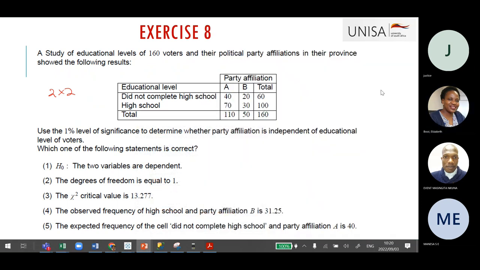Okay. So the first thing you need to always know is how to state your null hypothesis and alternative hypothesis. And then Justice, I want you to do the following on your side. Calculate for me the expected value for 40. So for 40 it is the same as 60 multiplied by 110, divided by 160. I'm going to do one and then you need to do all of them.